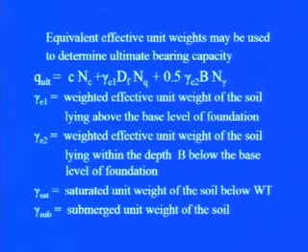Now, I will explain method 2. This method takes into account the equivalent effective unit weight, and these may be used to determine the ultimate bearing capacity. We will replace the unit weight of soil above the foundation level and the unit weight of the soil up to depth B below the foundation level by gamma_E1 and gamma_E2, where gamma_E1 is the weighted effective unit weight of soil lying above the base level of the foundation, and gamma_E2 is the weighted effective unit weight of the soil lying within the depth B below the base level of the foundation. Gamma saturated is the saturated unit weight of the soil below the water table, and gamma submerged is the submerged unit weight of the soil.